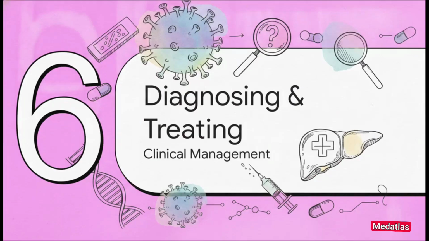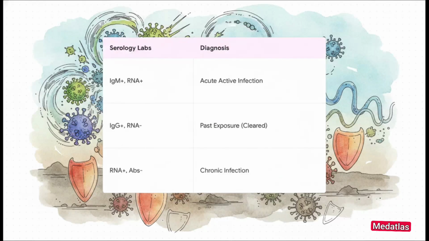Section 6. Diagnosing and treating HEV. So, how do we solve this puzzle in the clinic? Serology testing is our best tool here. It tells us exactly what stage of the battle we're in by looking for viral RNA and antibodies. If IgM and viral RNA are both positive, you've got an acute active infection. If IgG is positive, but RNA is negative, the patient had it in the past, cleared it, and now has lifelong immunity. But if the RNA is positive and antibodies are completely negative, we are likely looking at an immunocompromised patient dealing with a chronic infection.